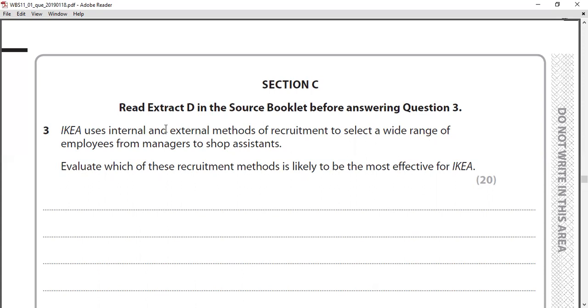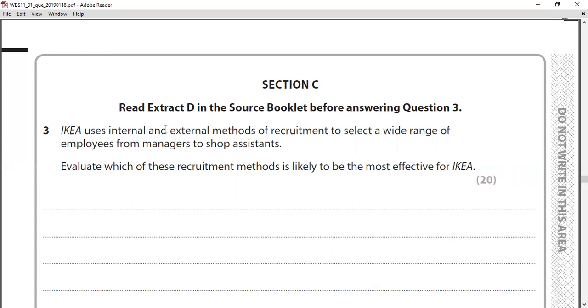So for 20 mark questions, you have to have a wide amount of space to write. You have to write two topics always. It can be internal and external recruitment, or internal on-the-job training and off-the-job training. There are so many 20 mark questions like that.